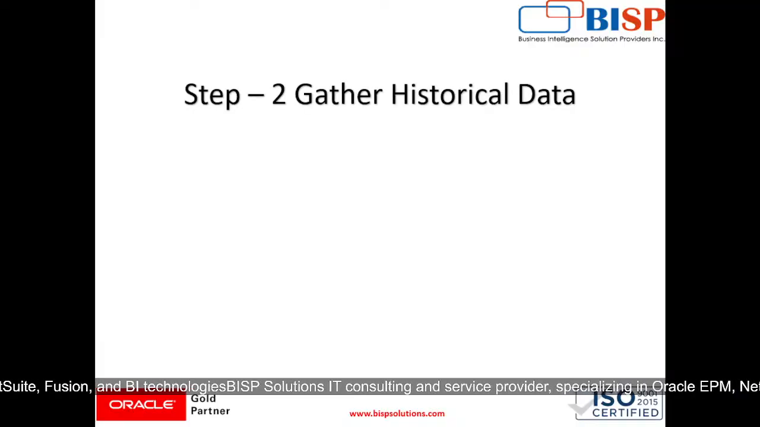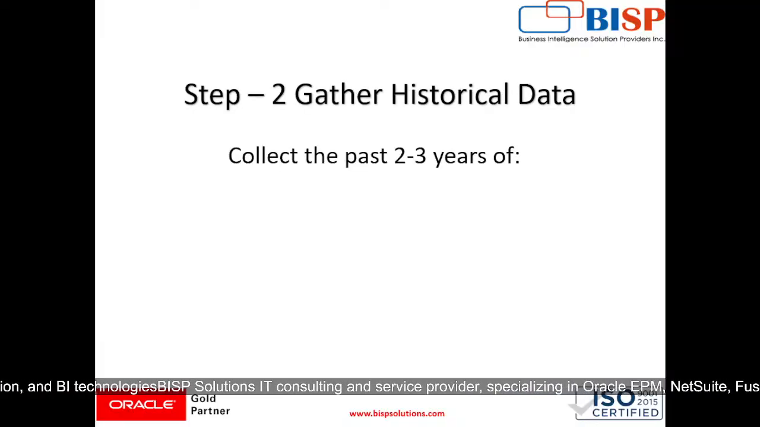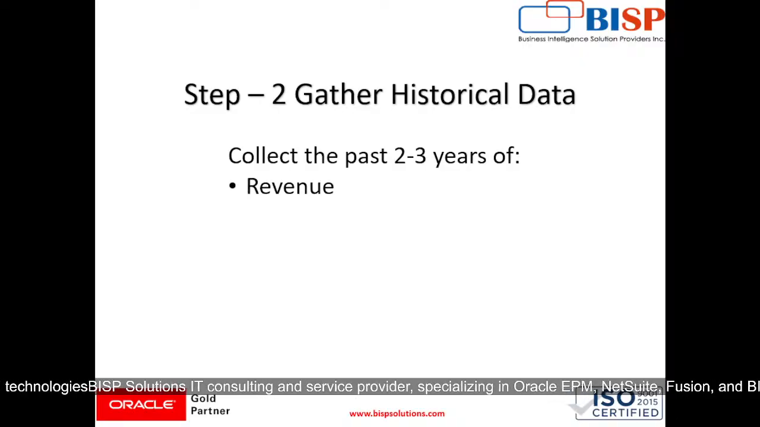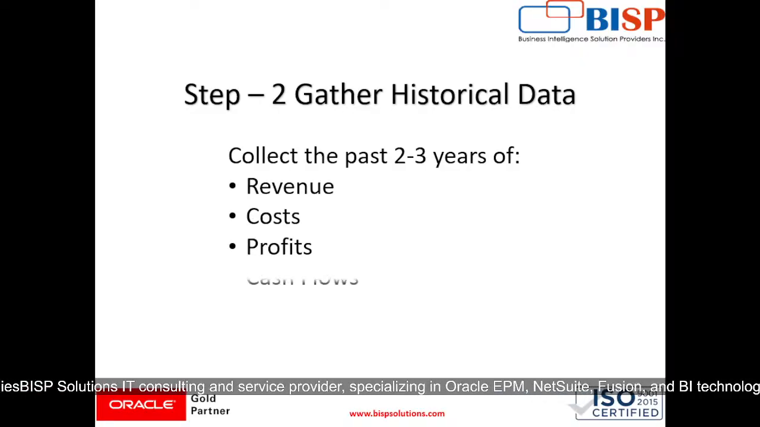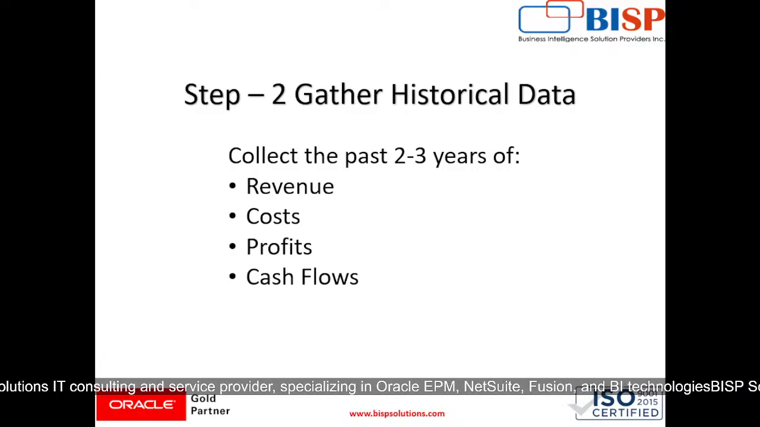The next step is gathering historical data, where we will be collecting the past 2 to 3 years of data on revenue, cost, profits and cash flows. Like, if our coffee shop made 10 lakh rupees in 2022 and 12 lakh rupees in 2023, and we spent 7 lakh rupees in 2023, we will be using this pattern to identify what the revenue and the expenditure are.